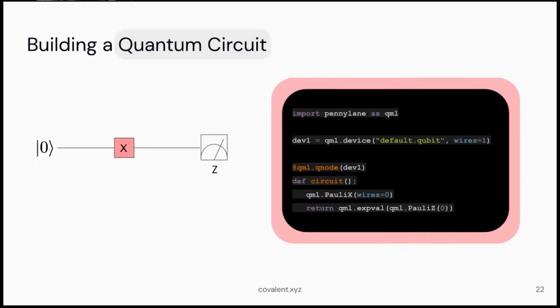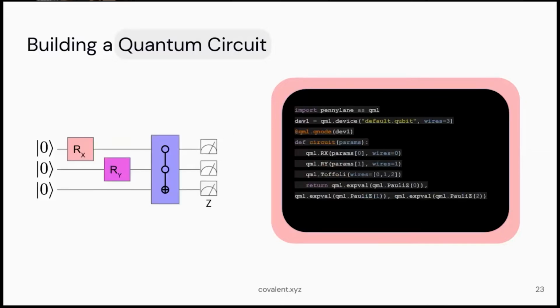Now, our circuit is constructed as a Python function, and we tell it to use the device or the simulator that we've designated by adding this little decorator to the top of the circuit function. So once we've defined our circuit, we apply our Pauli X gate, we specify which wire or which qubit we're applying it to. Here that's trivial, there's just the one that we're going to specify. And then we return our expectation value or whatever else we're measuring in our circuit.